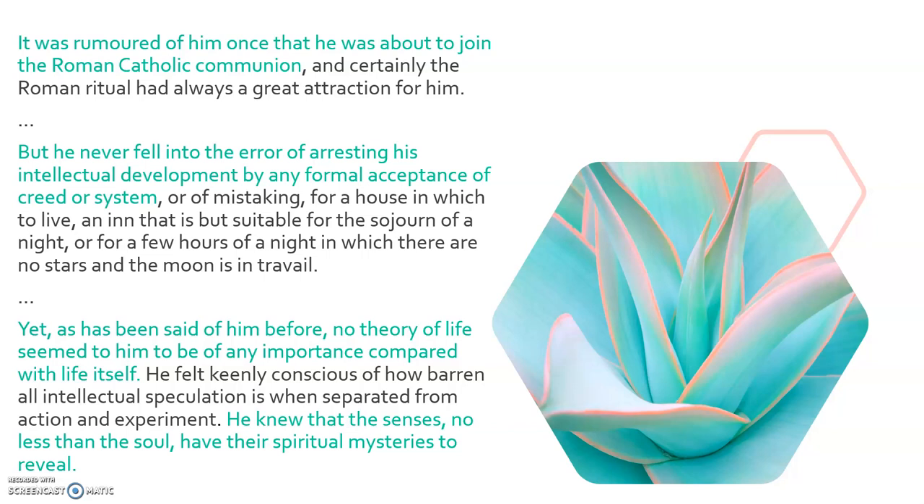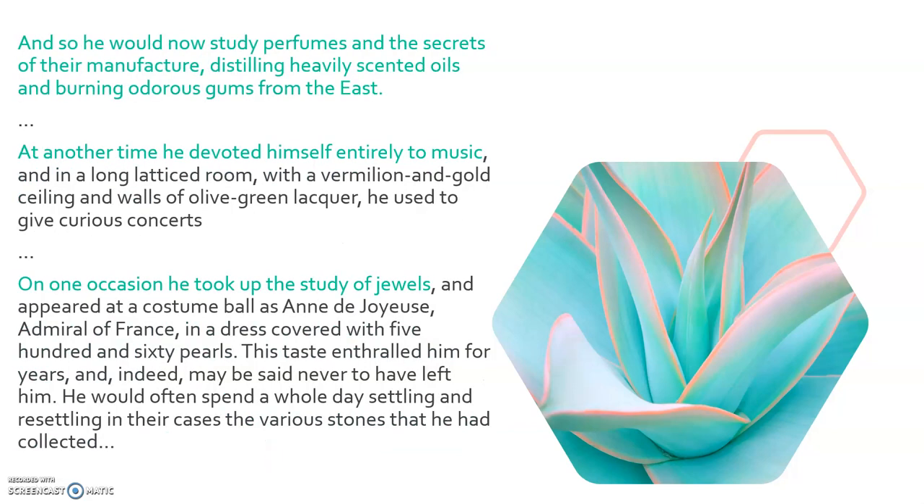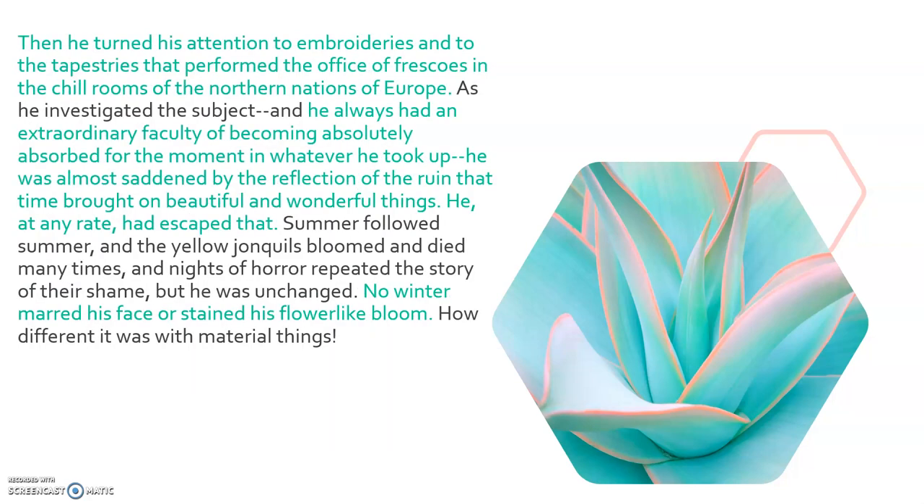Now you can imagine how Dorian's beliefs and his behavior would clash with the ideals of a system, particularly one of Catholicism. Yet, as has been said of him before, no theory of life seemed to him to be of any importance compared with life itself. So again, we go back to this idea of hedonistic living. He knew that the senses, no less than the soul, have their spiritual mysteries. And so in his search to express his love for sensual pleasure, he studies perfumes, he devotes himself to music, he studies jewels and precious stones, and embroideries.